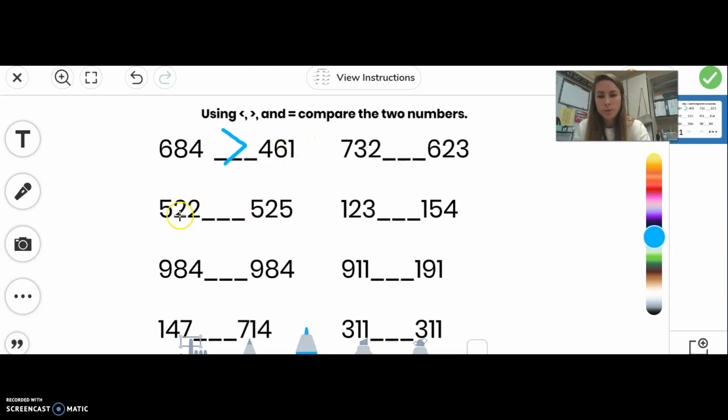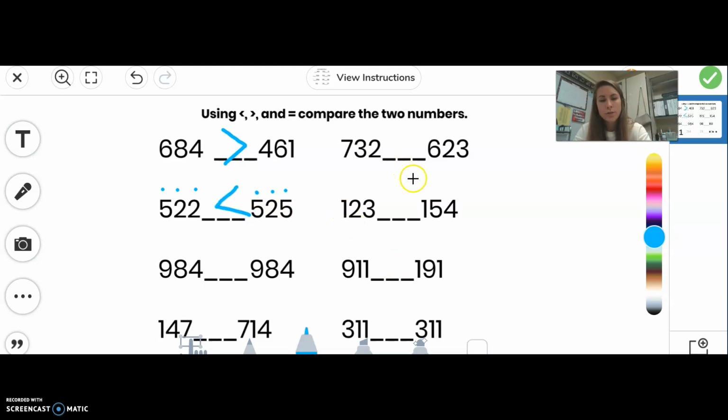But if you look down at this one, I'm looking at my hundreds place and I see a 5, and another 5. So that's the same. When I'm trying to decide which one's bigger, I move to the next place value, which is my tens place. I've already looked at my hundreds place, and now my tens place is also the same. So now I need to check my ones place to see if these numbers are equal or if one's bigger. The ones place is a 2 in this one, and a 5 in the other. Since the 5 is bigger, this number is larger.